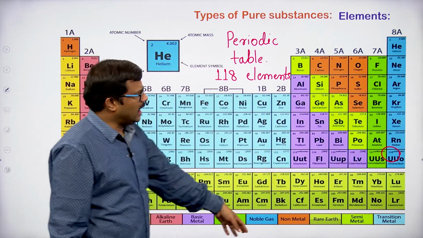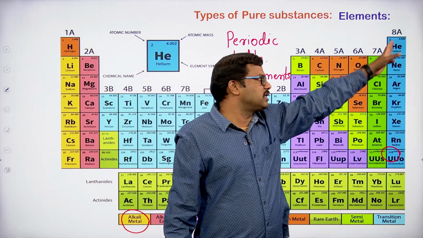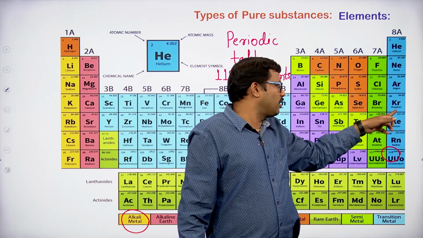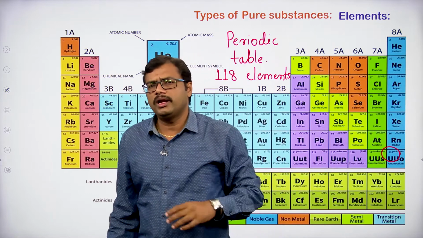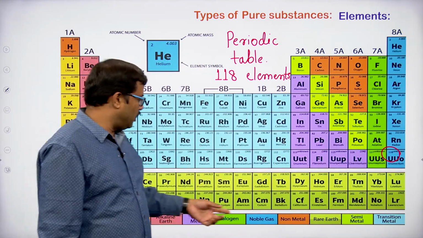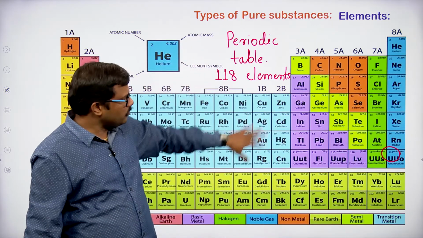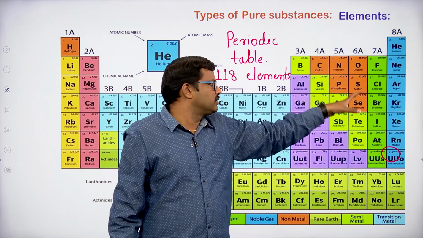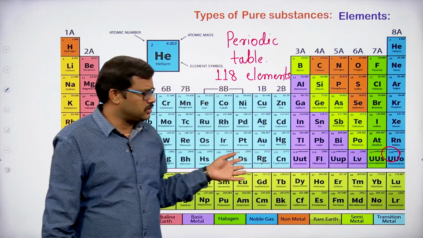Okay. Noble gases, look at the last extreme column here, you can observe helium, neon, argon, krypton, xenon, radon, they are all noble gases. Okay. And non-metals, if you observe this portion, carbon, nitrogen, oxygen, sulfur, phosphorus, selenium, they can be considered as non-metals.